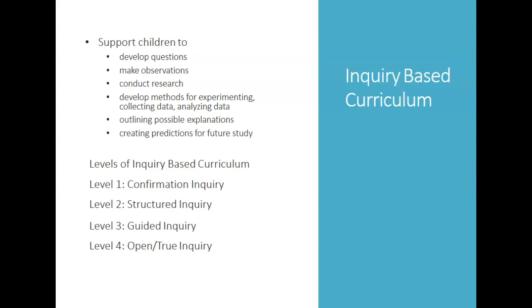And then level two is the structured inquiry. It models the confirmation inquiry, but now the kids have a hand in it and they're starting to pose the questions, but the teacher still needs to keep organized the process of the scientific method. And then there's guided inquiry. Now the kids are the ones asking the questions, making the observations, conducting the research. They've done this enough times that they're beginning to do it on their own. They just need a little assistance in remembering the stages.